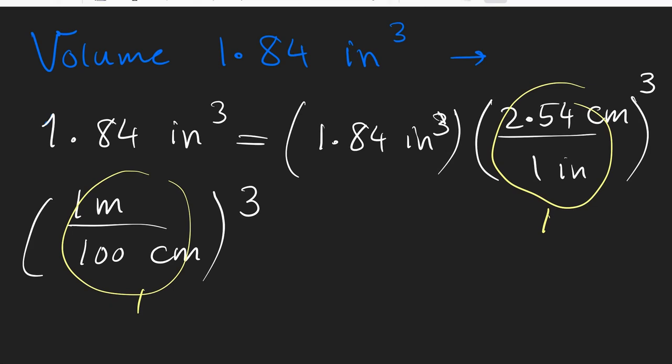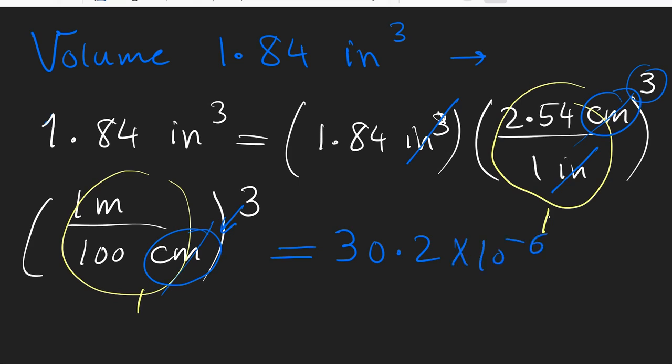So inch cubed is cancelled by inch cubed here because here I have a power of 3. Centimeter cubed here is cancelled by this centimeter cubed, and what remains is the product of some numbers and meter cubed. So the result is 30.2 times 10 to the power of minus 6 meter cubed.